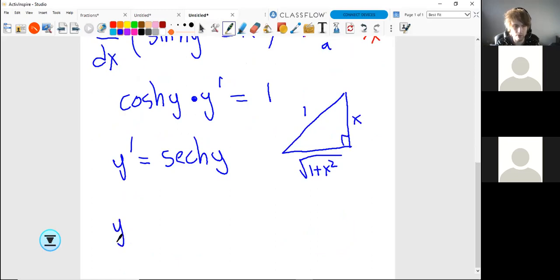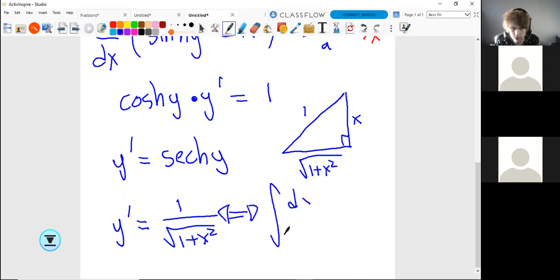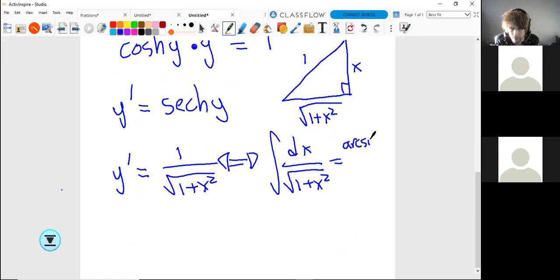And so y prime, which is the quantity that we're looking for, is 1 over the square root of 1 plus x squared. And this is the same thing as saying that the integral of dx over the square root of 1 plus x squared is equal to arcsinh plus a constant. And this is really helpful.